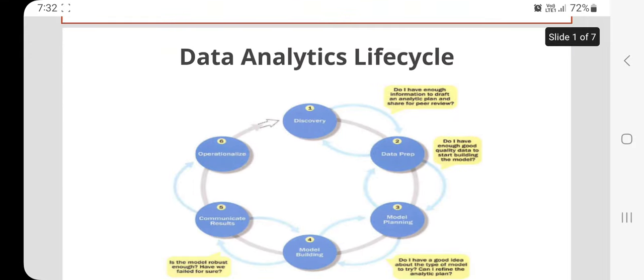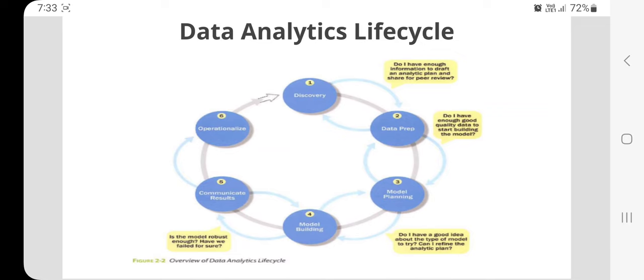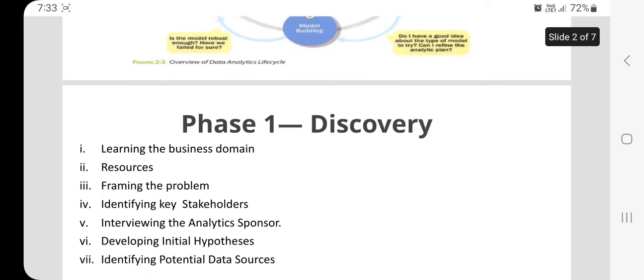Data analytic lifecycle. There are six phases of the data analytic lifecycle. First phase is discovery. Second is data preparation. Third is model planning. Fourth is model building. Fifth is communication of results. And sixth is operationalize. We will see one by one.